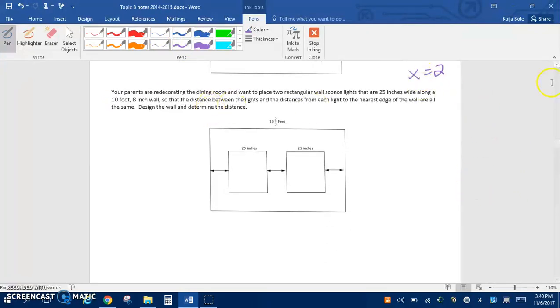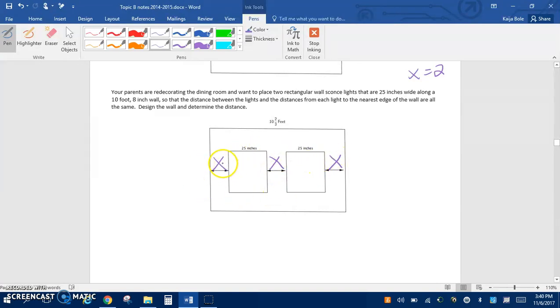It says your parents are redecorating the dining room and want to place 2 rectangular wall sconce lights that are 25 inches wide along a 10-foot, 8-inch wall, so that the distance between the lights and the distances from each light to the nearest edge of the wall are all the same. So it says to design the wall and determine the distance. So again, they want the distance to be the same, so I'm going to call all of these x again.